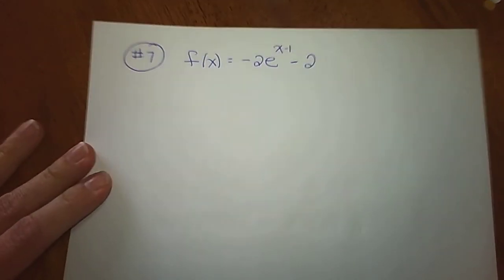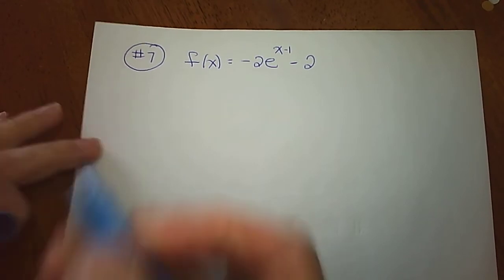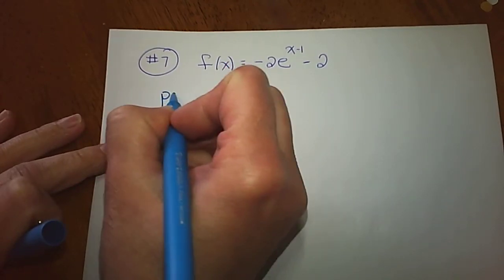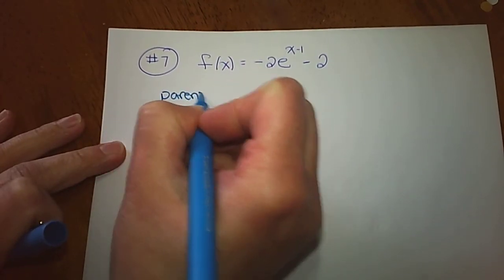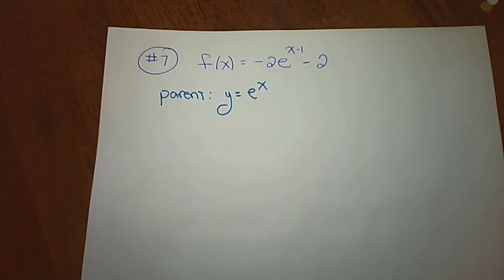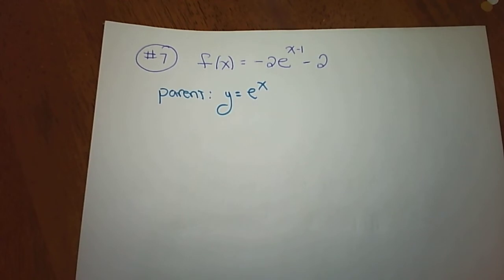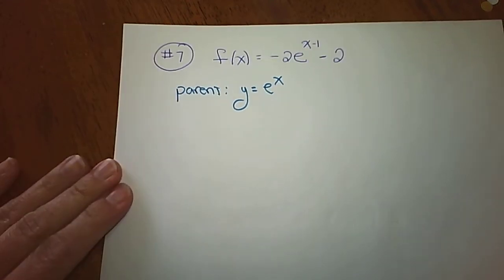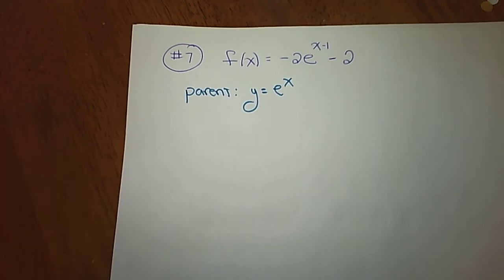What you have to start with is the parent function, which would be y equals e to the x for this one. All right, so number 7, in case you can't read it, I try to write super big, is f of x equals negative 2 e raised to the x minus 1, minus 2. The parent function would be e to the x, so I'm going to make an xy chart for that.